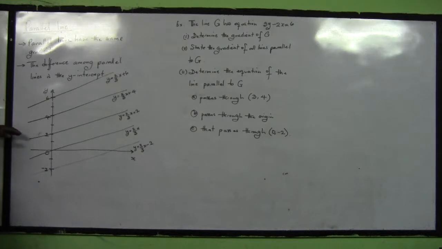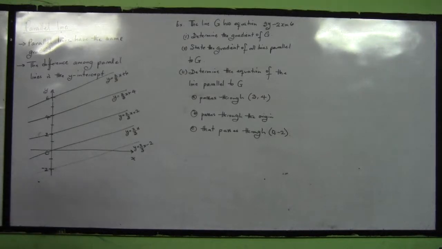So now the difference among parallel lines is the y-intercept. Remember, a straight line is defined by two things: its gradient and its y-intercept. Parallel lines have the same gradient.